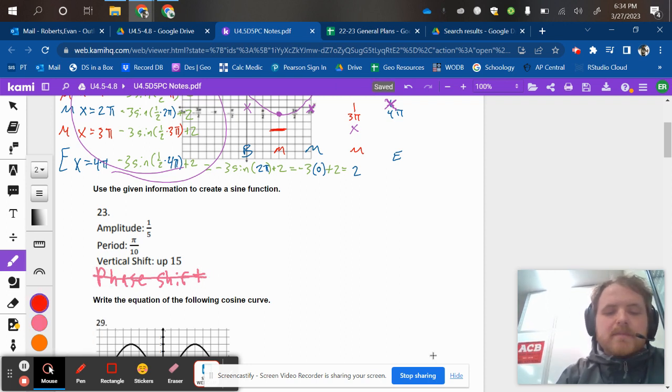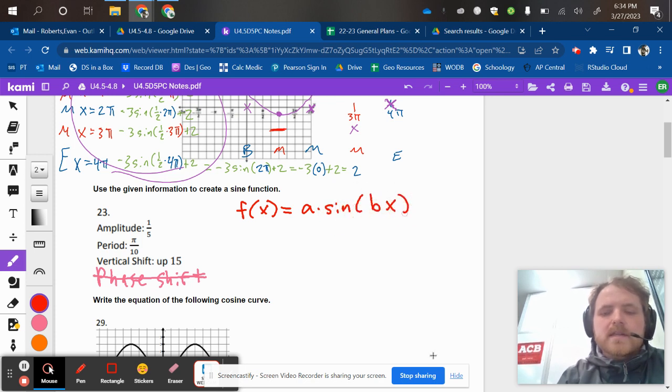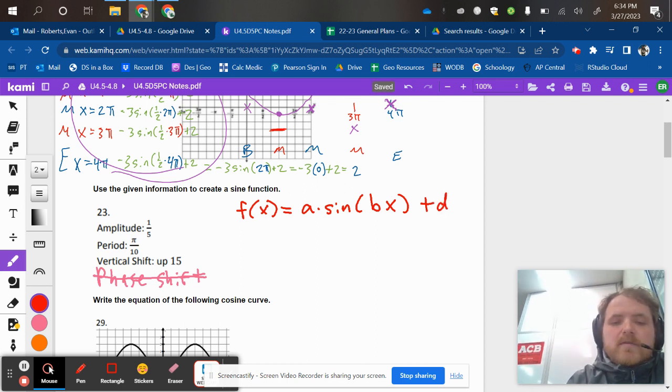If you remember, the parent function for sine would be something like f of x equals a times the sine of b x and then plus d. So from there, remember A stands for amplitude, B affects the period, and D represents a vertical shift.